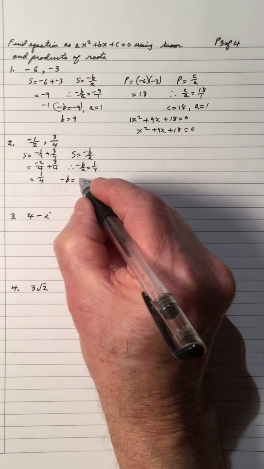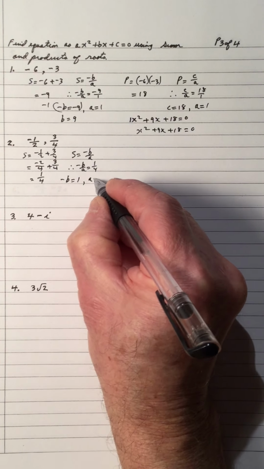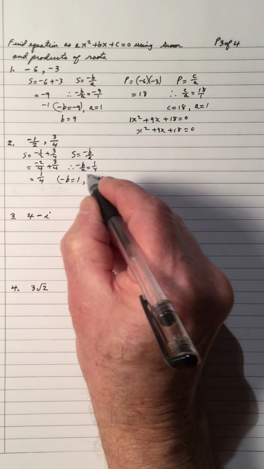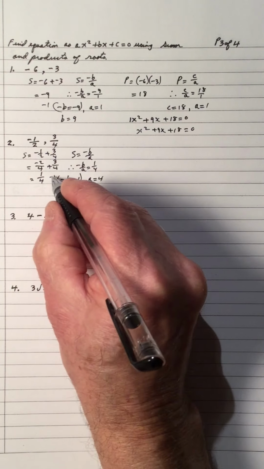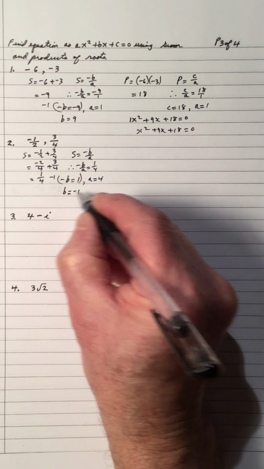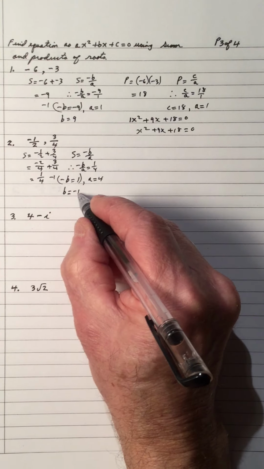Negative b equals 1, and a equals 4. And we multiply by negative 1. Negative 1 times negative b is b. Negative 1 times 1 is negative 1. So a is 4, b is negative 1.